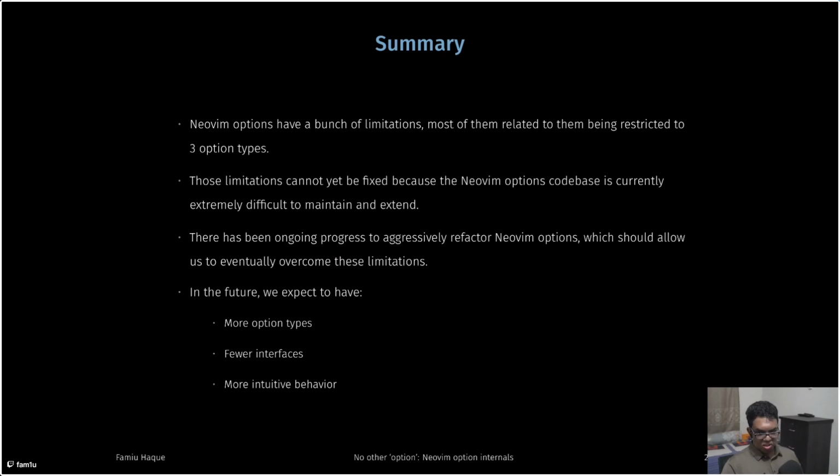Now I want to summarize what I've talked about so far. Neovim options have a bunch of limitations that I've just discussed. Most of them are related to them being restricted to three option types, so no unset value, no dict options, no list options, no function options, boolean values not actually being boolean, all of this stuff. You can basically tie it back into this, restricted to three types. Yep.